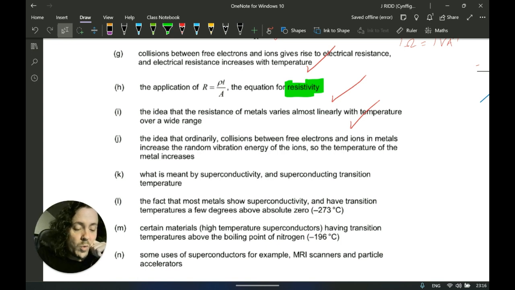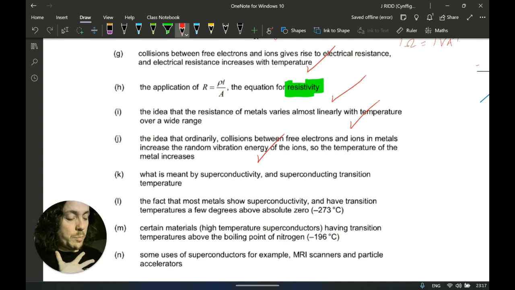Point J then, the idea that ordinarily collisions between free electrons and ions in metals increase the random vibration energy of the ions, so the temperature of the metal increases. I'm going to say we've done that. We've talked about that. Or sorry, I've talked about that at length.